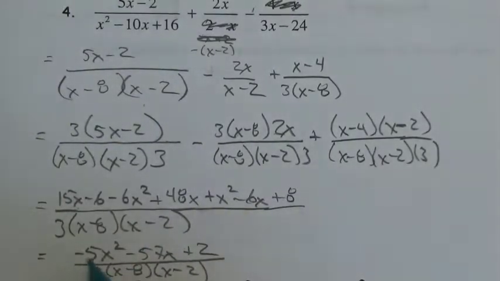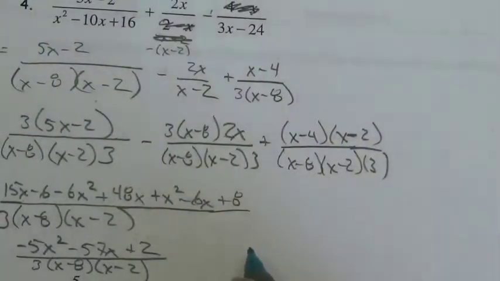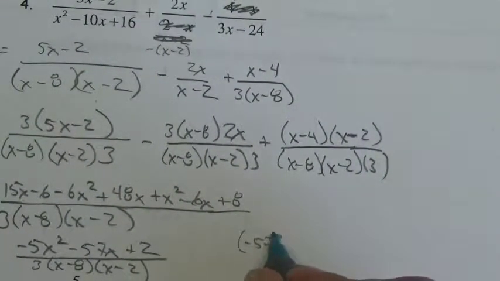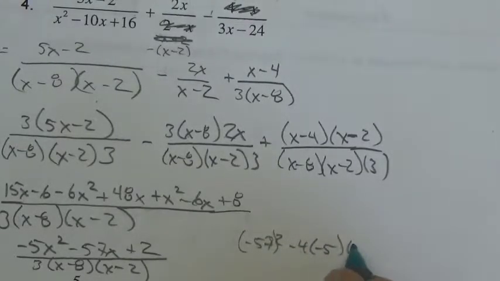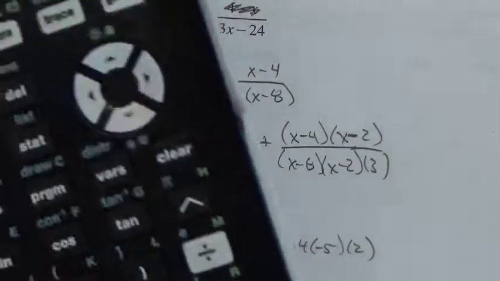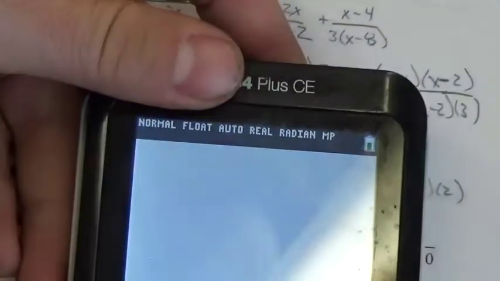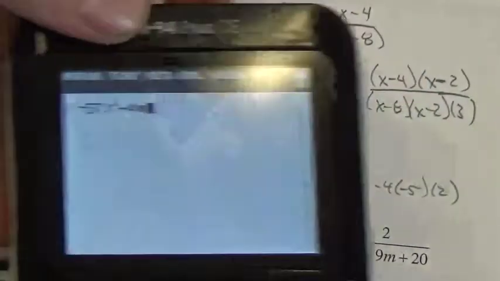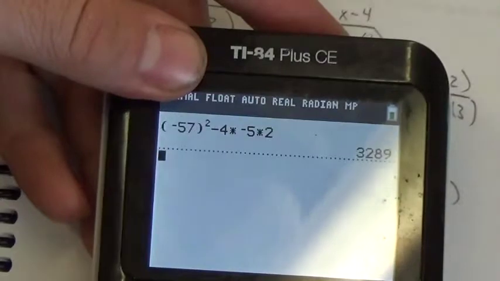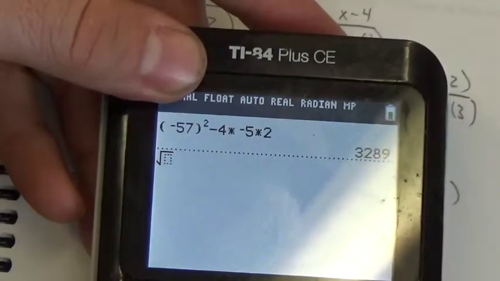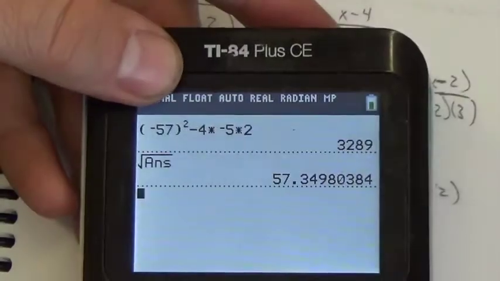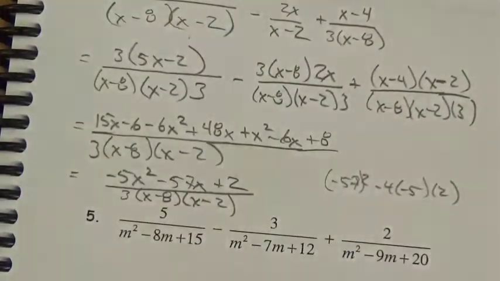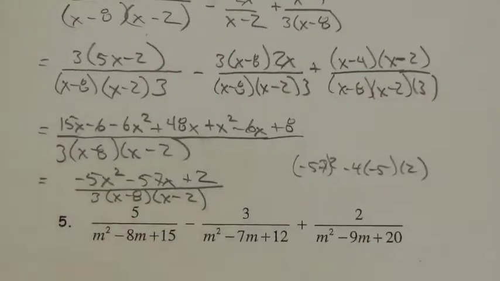Now I could factor out the negative there. I don't know if that's going to make much of a difference. Let's see if this can be factored. So let's check the discriminant. That's going to be negative 57 squared minus 4 times a times c. Now let's just take a quick look there. So negative 57 squared minus 4 times, what was it again here? Negative 5 times 2. Can I take the square root of that answer? Nope, I don't get a nice number there. So that tells me that that is as nice as that's going to get.